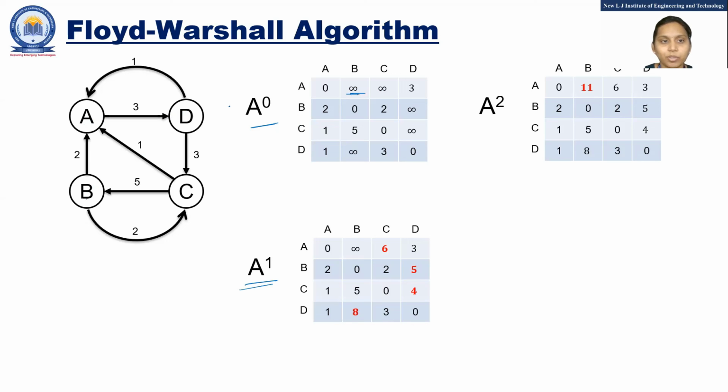But here C is possible because via D you can reach, A to D, D to C. Fine. So what is the total? 3 plus 3, that is 6. Okay. Now anything else need to be changed? B to B, B to D. B to D you can reach via node A. That is 2 plus 3, that is 5. Fine. And in the same way, all these calculations are done at A1.